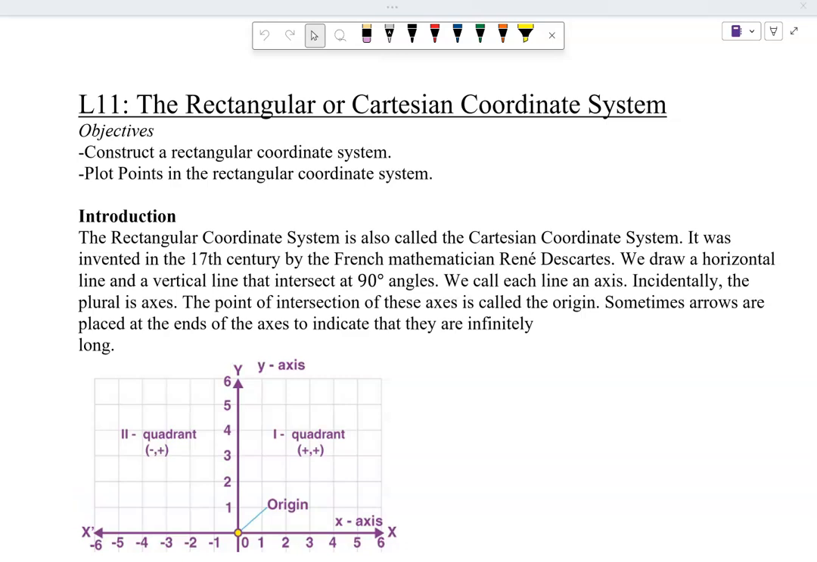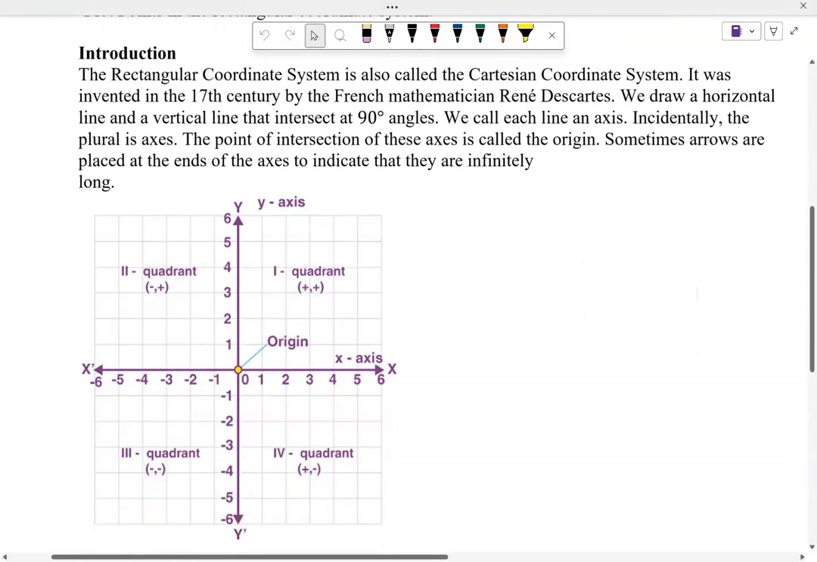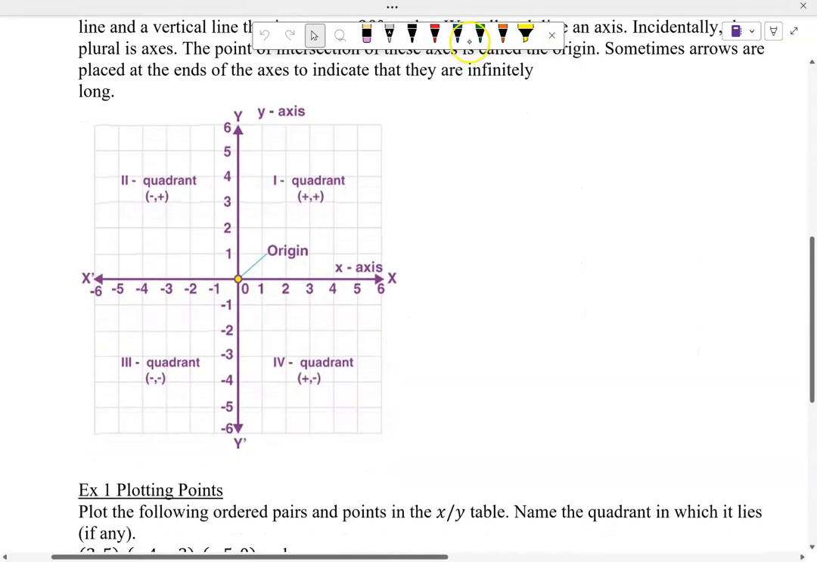We're going to take a look at the rectangular, or also what's referred to as a Cartesian coordinate system. This is named after the French mathematician René Descartes, and he did a great job in being able to bridge algebra and geometry, giving us the visual. And so he came up with this Cartesian coordinate system named after him.